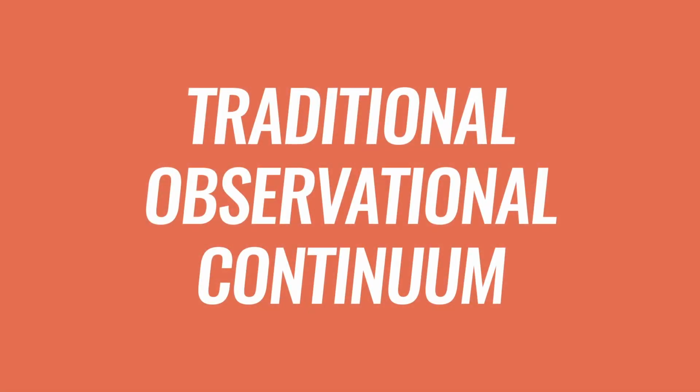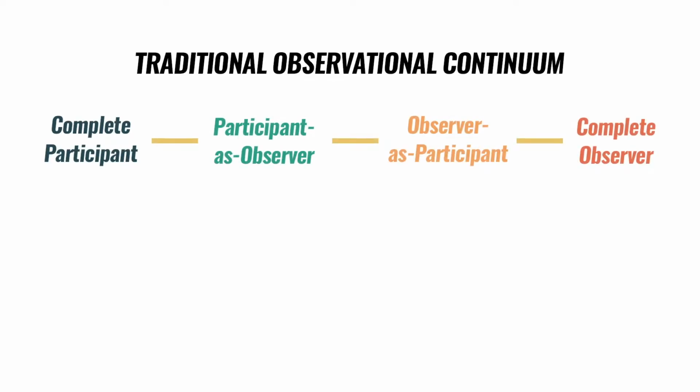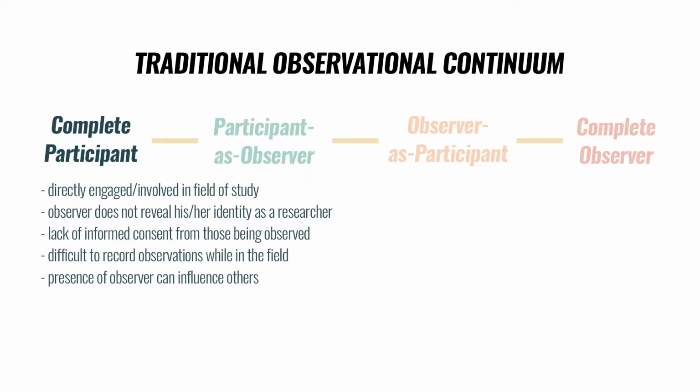Palys and Atchison describe the relationships that an observer can take on when conducting ethnographic fieldwork through the traditional observational continuum. I'll be explaining each role, its strengths and weaknesses, and practical advice when partaking in each role. On one side of the continuum is the complete participant.